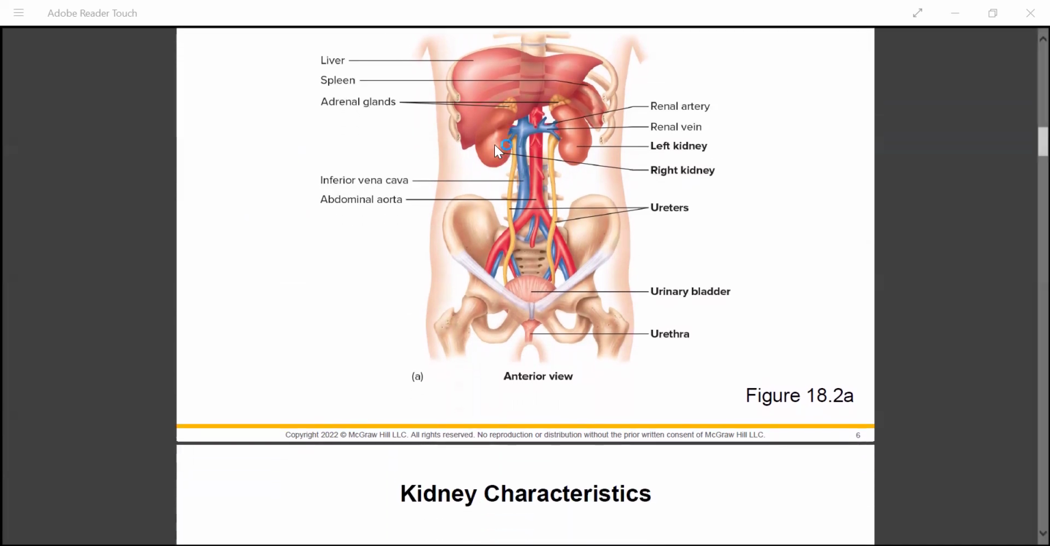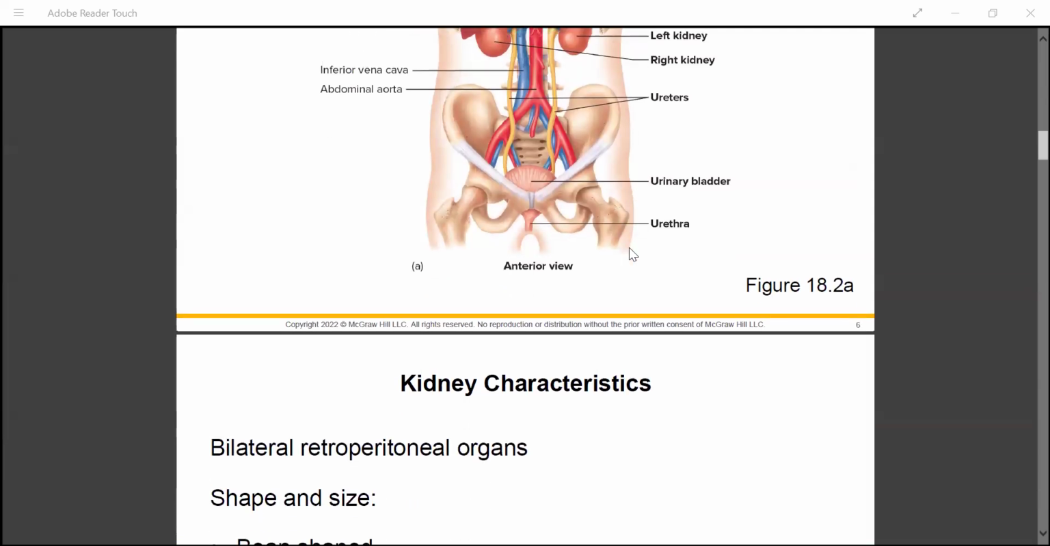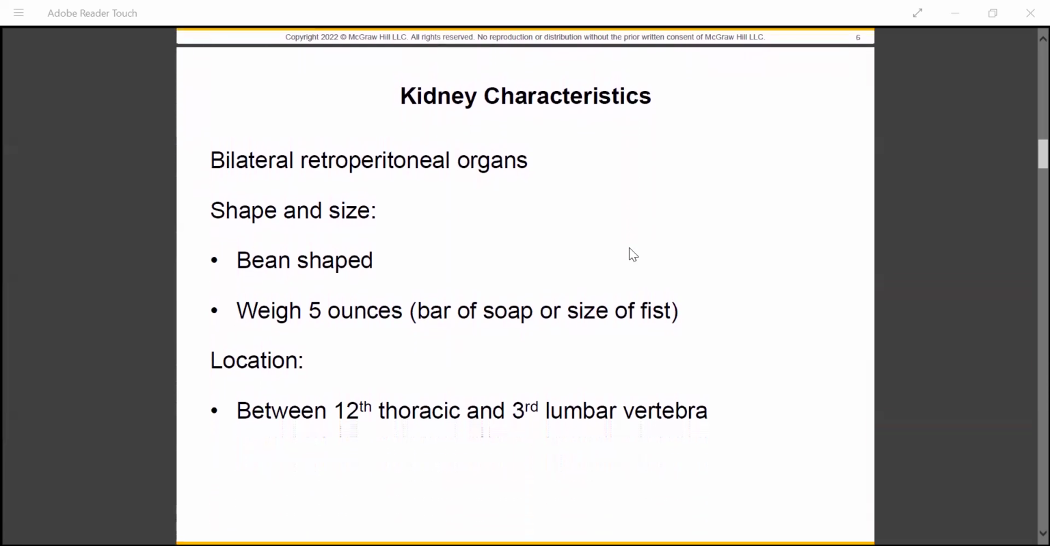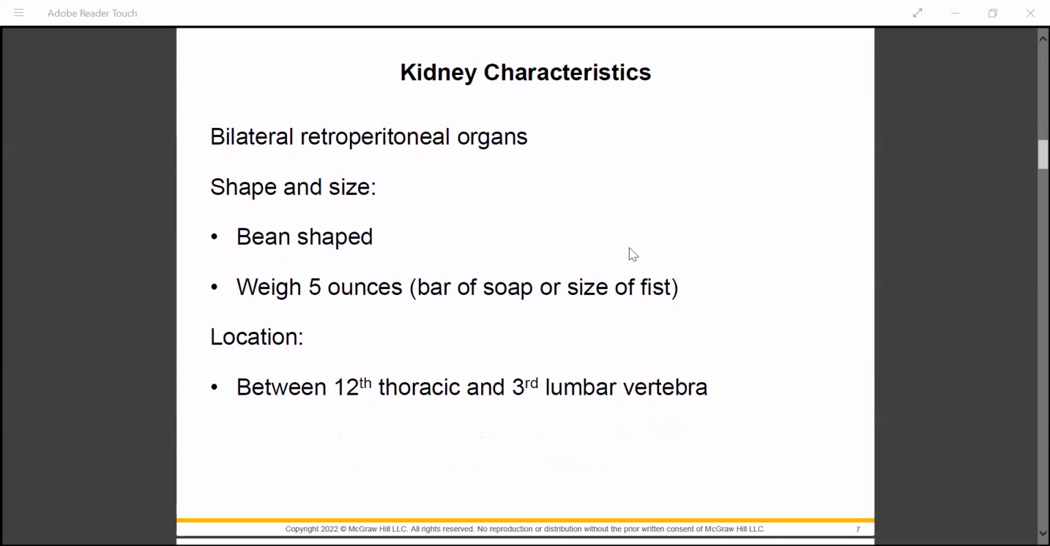You can see our kidneys lie just at the end of the rib cage, and they're in the posterior part of our abdominal cavity. So they're considered retroperitoneal, so they sit behind the peritoneum, which is that membrane that covers a majority of our abdominal cavity. They're bean-shaped. That's why I'm sure you've heard of kidney beans before. And they're relatively small, just about the size of a bar of soap or the size of your fist. And they're between that final thoracic, number 12, the end of our false ribs there, and the third lumbar vertebrae.